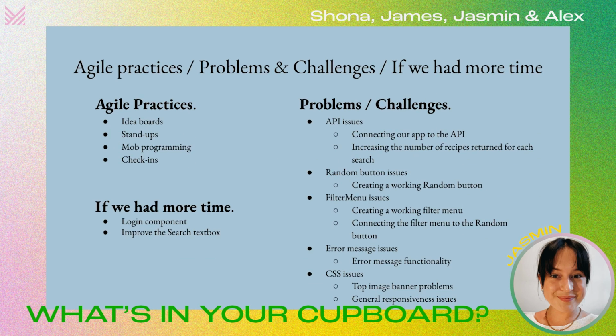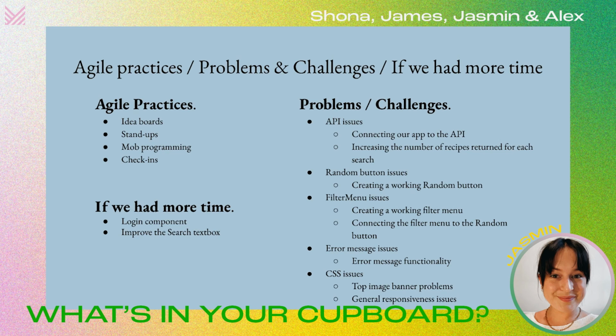Another challenge that we faced was the error message functionality. So initially we created our error message within the search component. However, we realised once we'd created a random button as well and added that to the app, that the error message would not disappear if the random button was clicked. We struggled for a while trying to figure out how to move the error message functionality into the app component so that we could use it with the random button. As the random button does not require any input, it would have led to a confusing user experience if the error message had remained in place and would not disappear.